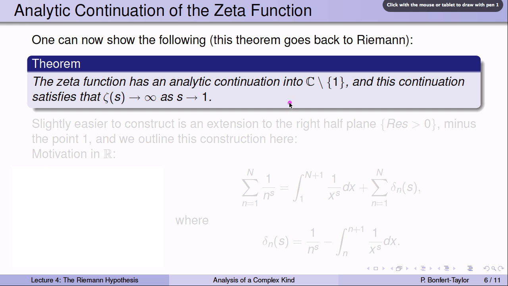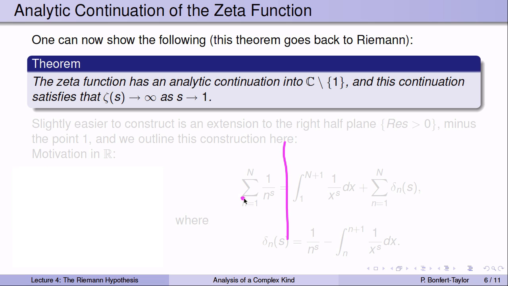Riemann's seminal contribution to the theory of the zeta function and the study of prime numbers is the following theorem. The zeta function has an analytic continuation into the entire complex plane with the exception of the number 1. And this continuation satisfies that zeta of s goes to infinity as s goes to 1.